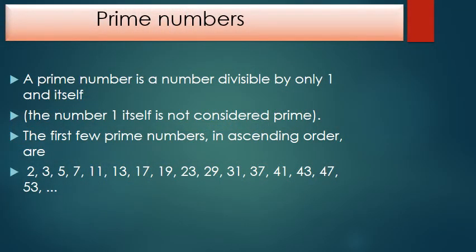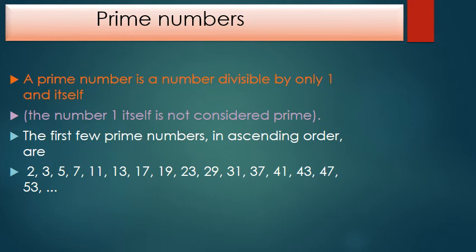The next concept we are looking at today is that of prime numbers. A prime number is a number divisible by only 1 and itself. Strictly 1 and itself. So the number 1 itself is not considered a prime number.